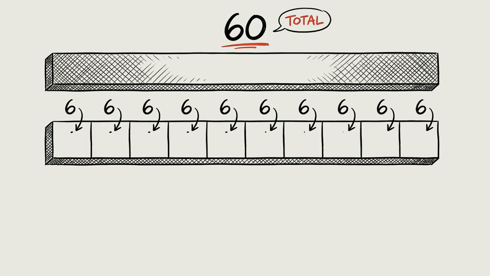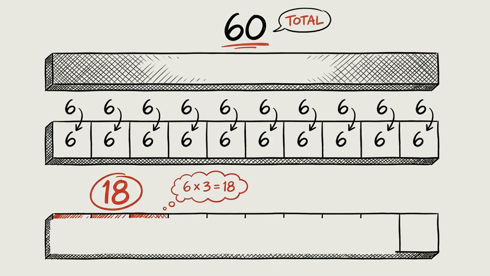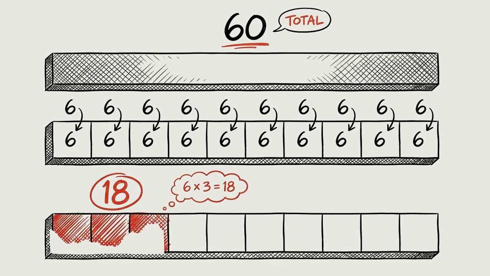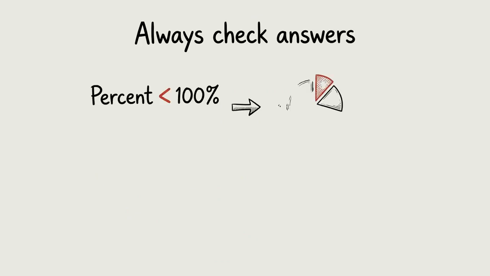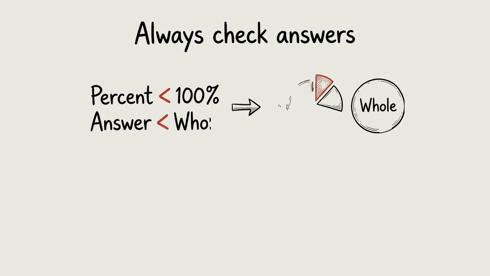Visual models help strengthen understanding. Imagine a bar representing 60. If we divide the bar into 10 equal parts, each part is 10%. 60 divided by 10 is 6, so 10% of 60 is 6. If we want 30%, we take 3 of those parts. 6 plus 6 plus 6 equals 18. Different methods, same truth. Good mathematicians always check their answers.